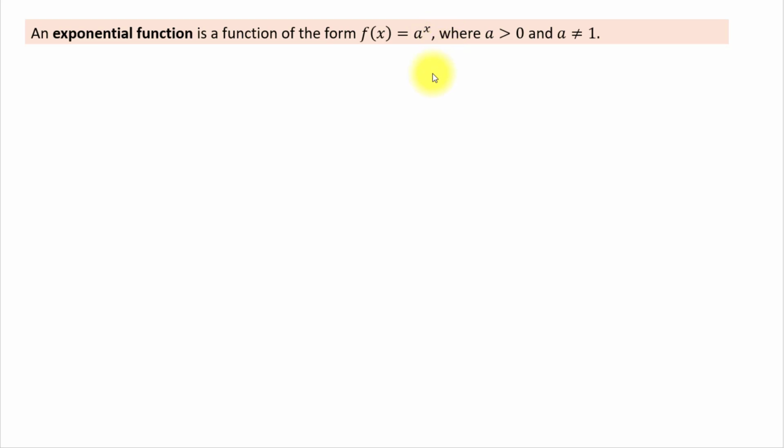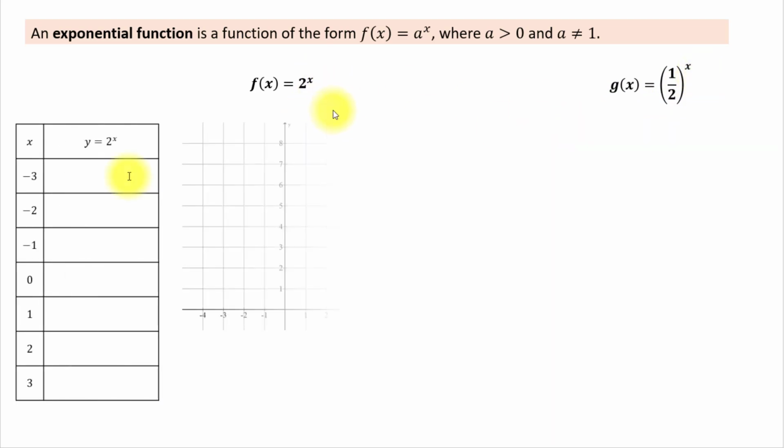And there are certain restrictions to what this number, we call it the base, can be. This number should always be greater than 0, a is greater than 0, and it cannot be equal to 1. Think what happens if we start raising 1 to different powers. Well, it's just going to be a constant function, 1. Here are two examples of exponential functions, f of x equals 2 to the power x, and g of x equals 1/2 to the power x. Let's look at how graphs of these two functions look.